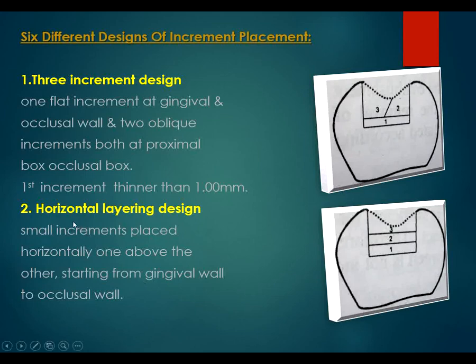Next design is horizontal layering technique. Small increments placed horizontally one above the other, starting from gingival wall to the occlusal surface, as you can see in the picture on right side. All three increments are horizontal.